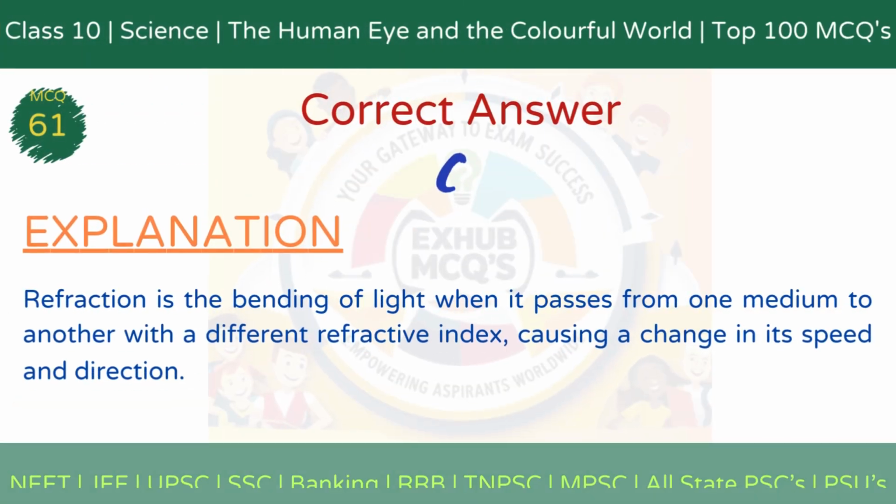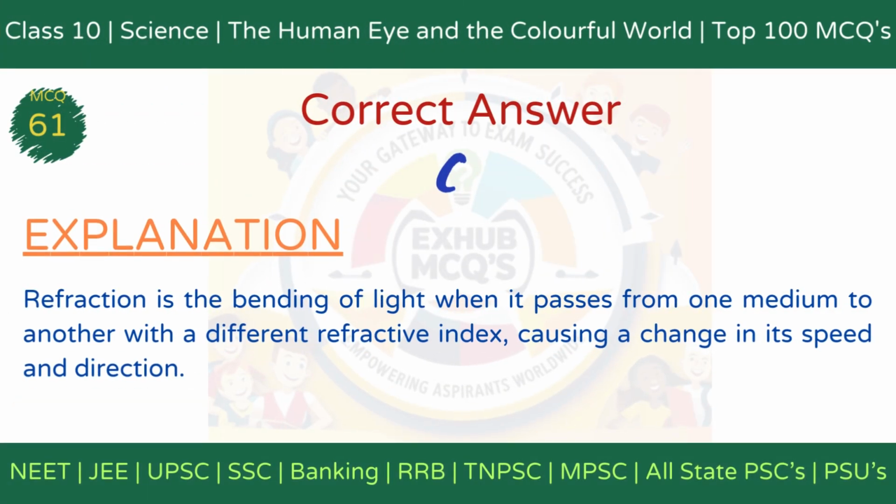The correct answer is option C, refraction. Explanation. Refraction is the bending of light when it passes from one medium to another with a different refractive index. This change in speed and direction occurs at the boundary of the two media.